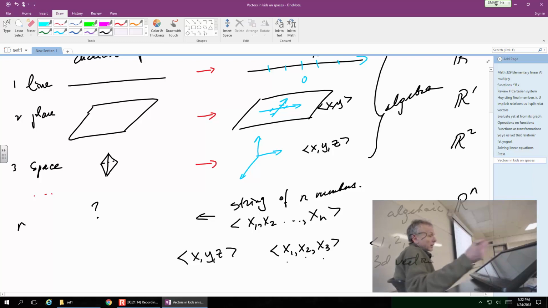The advantage of x, y, z over x1, x2, x3 is that x1, x2, x3 looks more cumbersome, but then at least every time you know what you're talking about. You know that it is 3-dimensional.